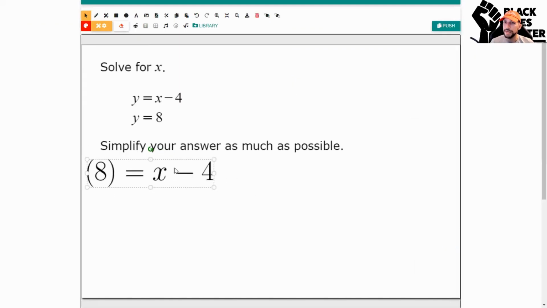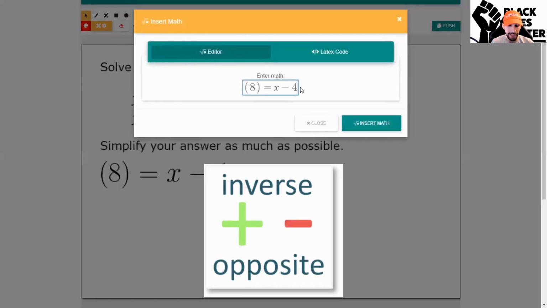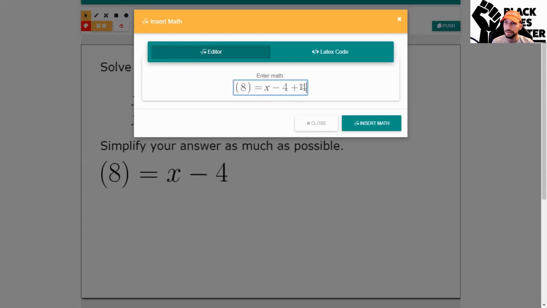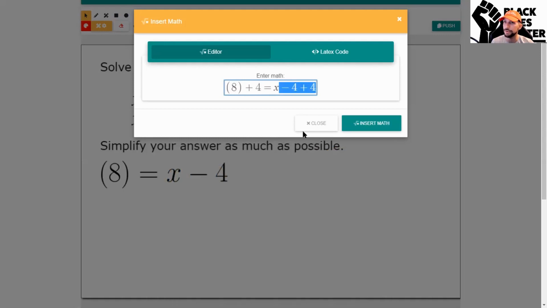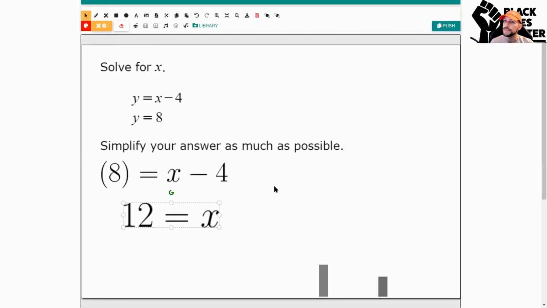Now I need to get x by itself. It's being subtracted by 4, so I'm going to use the opposite operation. I'm going to add 4 to both sides. What I do to one side, I must do to the other. On the right, plus 4 minus 4 is just the same as adding or subtracting 0, which doesn't change the value of x. On the left, 8 plus 4 is 12.